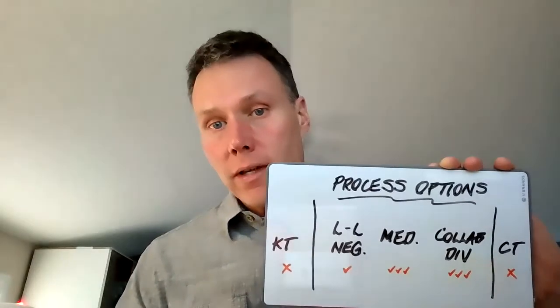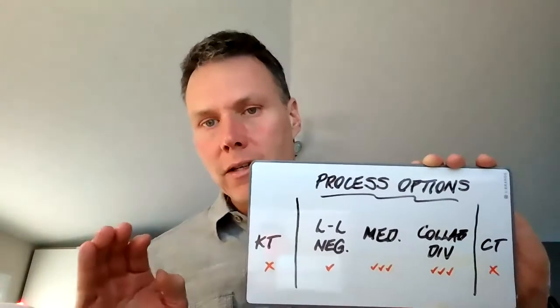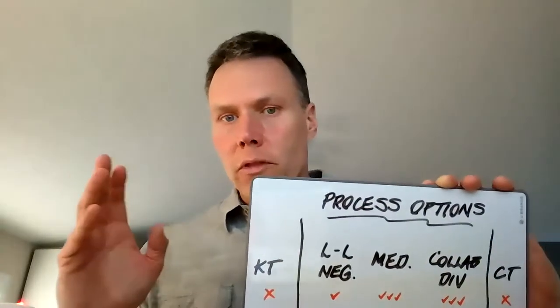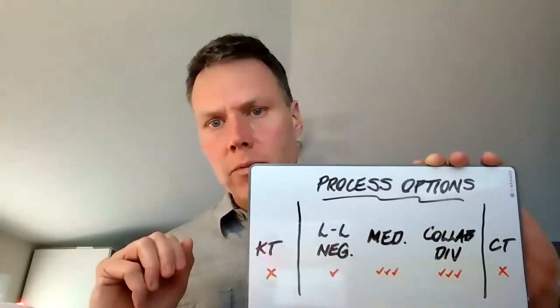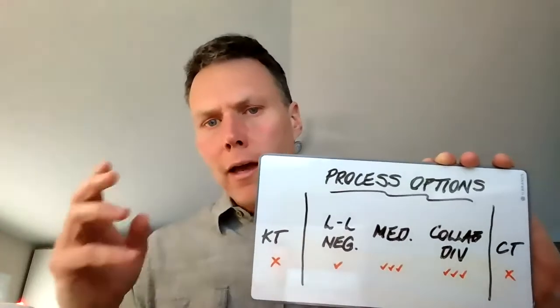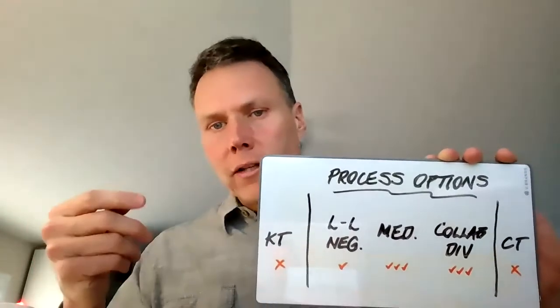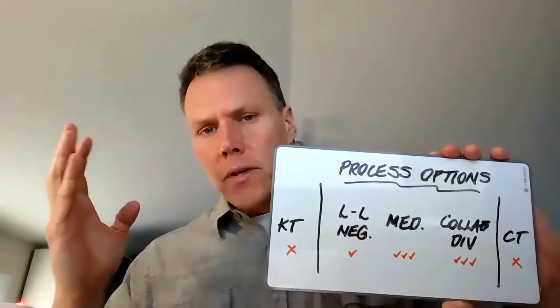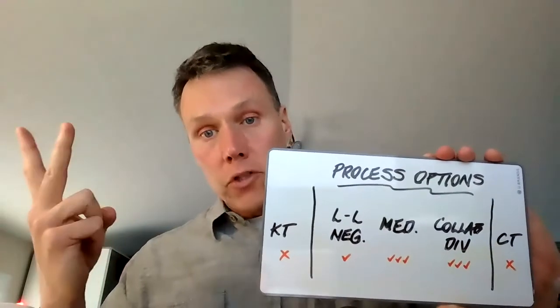KT stands for kitchen table. So that's the simplest, easiest, fastest, cheapest way to resolve your family law issues. With the power of the internet at everybody's fingertips nowadays, lots of people say, hey, I downloaded this separation agreement. Let's just sit down at the kitchen table and let's figure out what we're going to do. Upsides and downsides. The upside, fast, cheap.